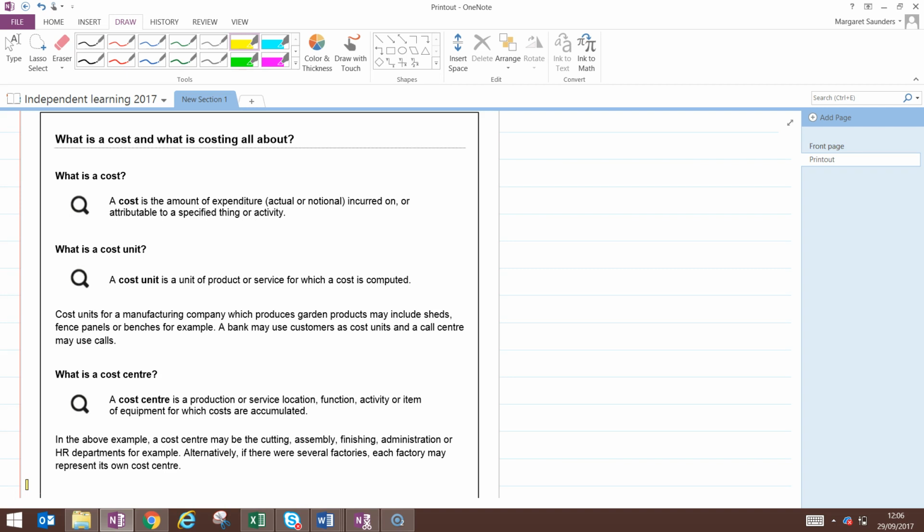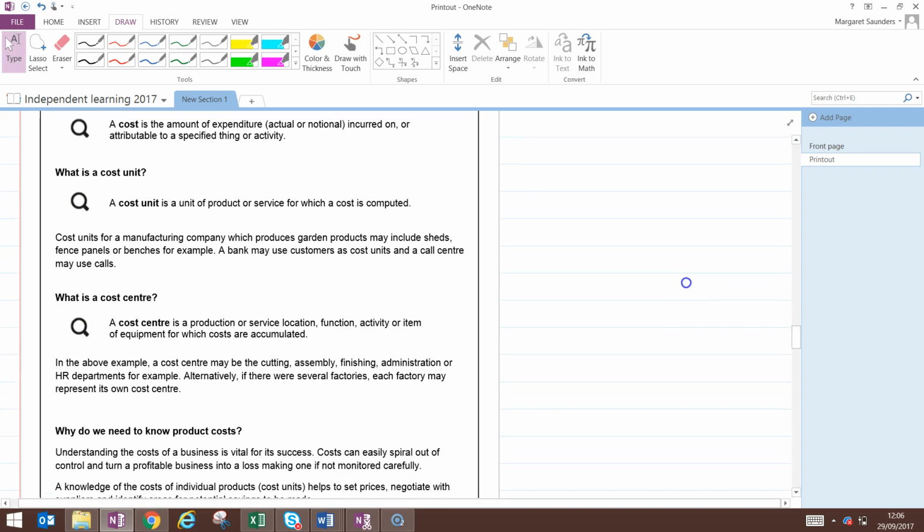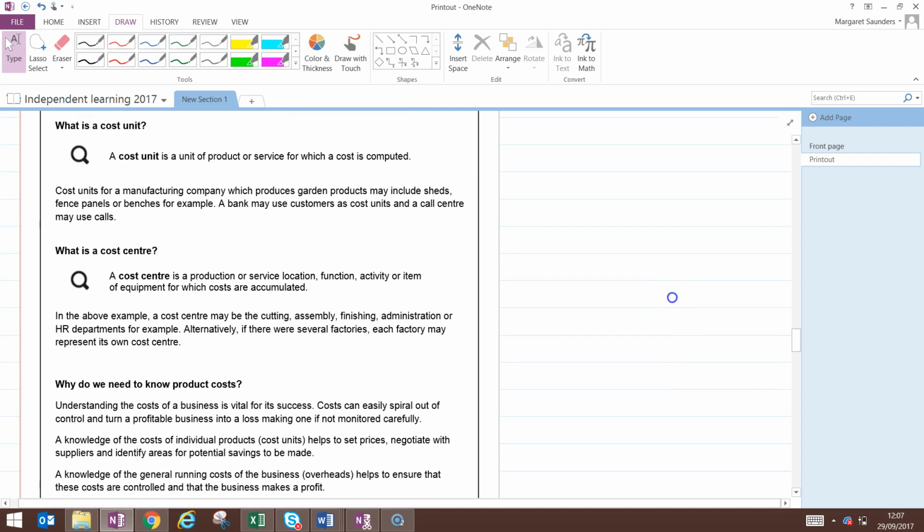As an alternative to cost units, you may be interested in cost centres. The definition of a cost centre is a production or service location, function, activity, or item of equipment for which costs are accumulated. Again, to explain that, if we're talking about a cost centre, just think of a function or a department within an organisation, so for example the sales department, what are the costs associated in operating that sales department? The sales department would be the cost centre. You may have a production department and you would want to know what are the costs involved there. The production department is the cost centre. Different organisations could break their business down into cost centres.